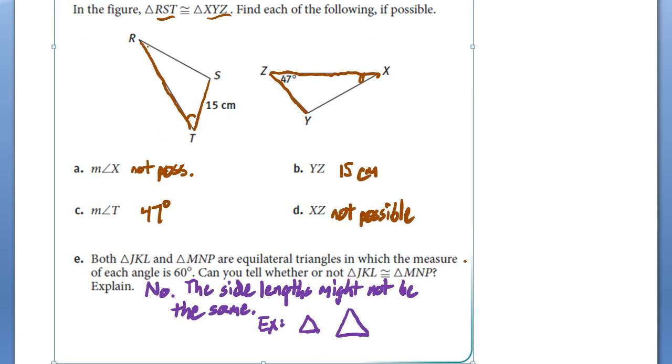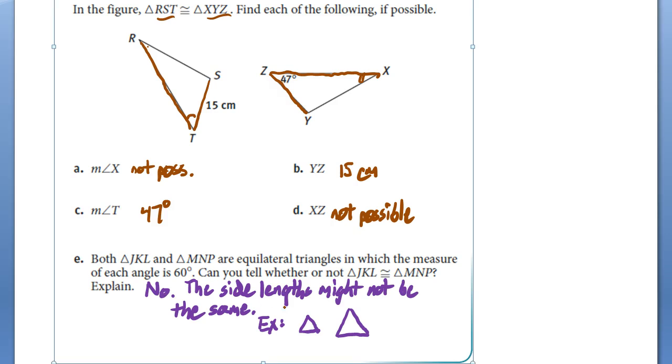Finally, question E. Both triangle JKL and triangle MNP are equilateral triangles, so the measure of each angle is 60 degrees. Can you tell whether or not they're congruent? And the answer is no.